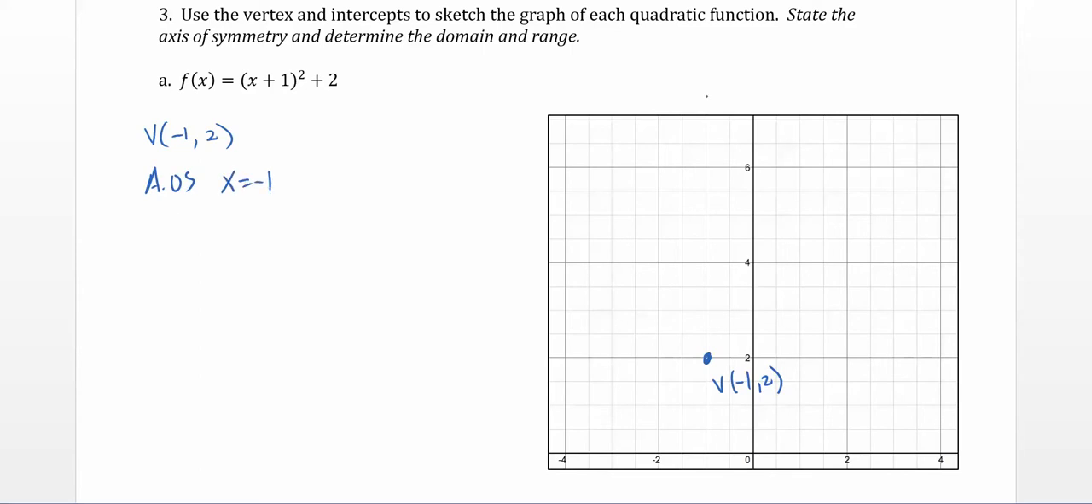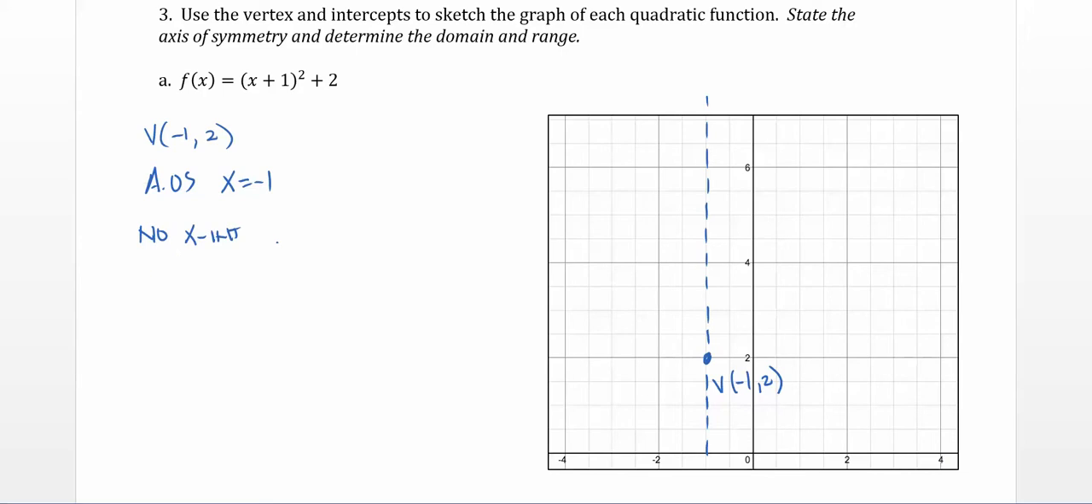Okay, the axis of symmetry has to be the line x equals -1, so I will put it in right here. It goes right through the vertex of my graph. So that's what I have so far. Okay, this thing opens up, and so it's already above the x-axis, so I can tell there is no x-intercept. That's easy enough to find.